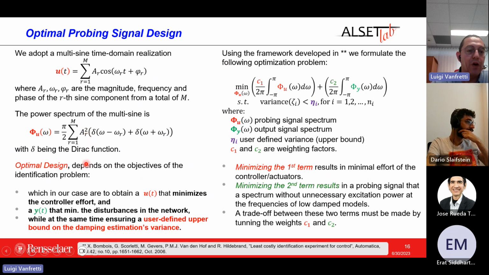Okay, so in optimal design, which is described in detail in this paper from Professor von Boys, what we do is define the objective of the identification problem. So in our case, U of t should minimize the control effort and at the same time minimize the disturbance in the network while ensuring a user-defined upper bound for the damping estimation variance. So this is our goal in the design.